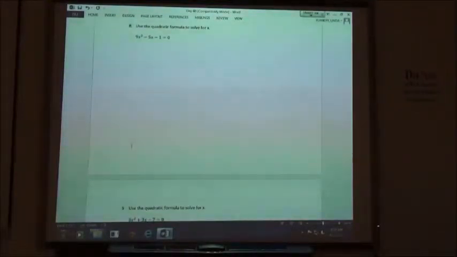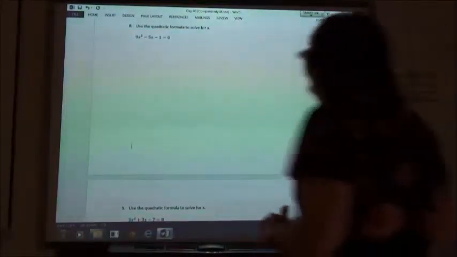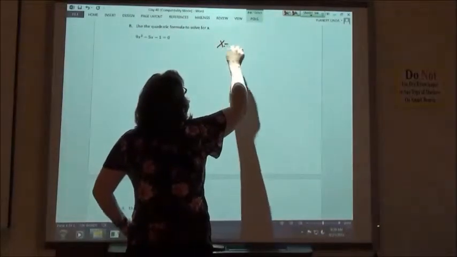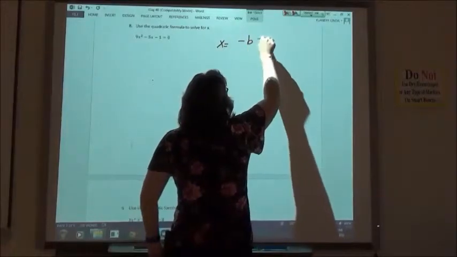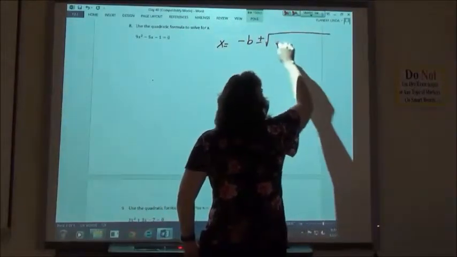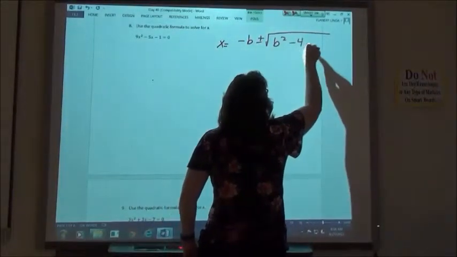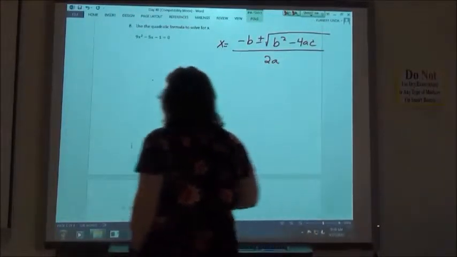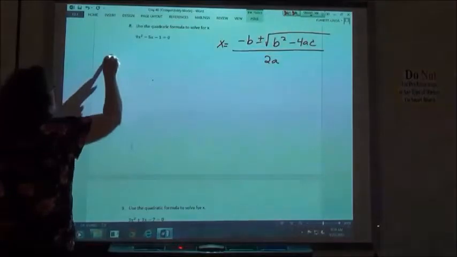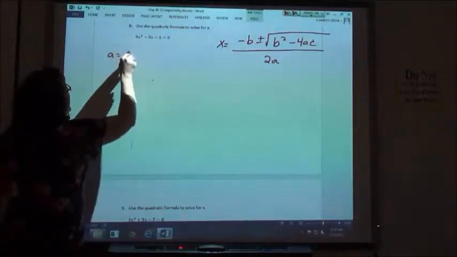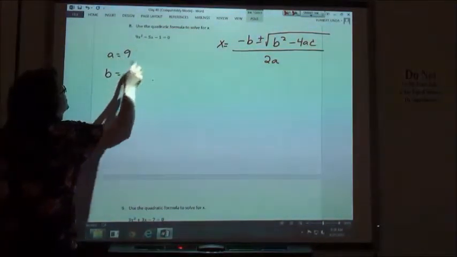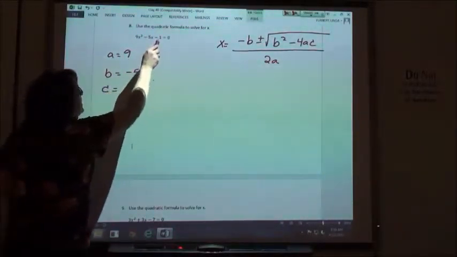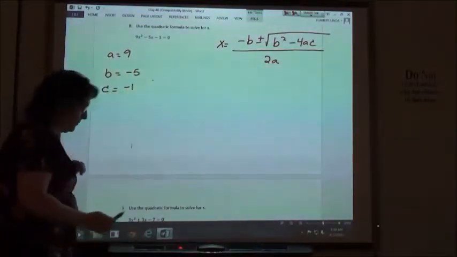So number 8, again, it wants us to use the quadratic formula to solve for x. So again, my quadratic formula is x equals minus b plus or minus the square root of b squared minus 4ac all over 2a. So on this one, a is going to equal 9, b is going to be a negative 5, and c is going to be negative 1.